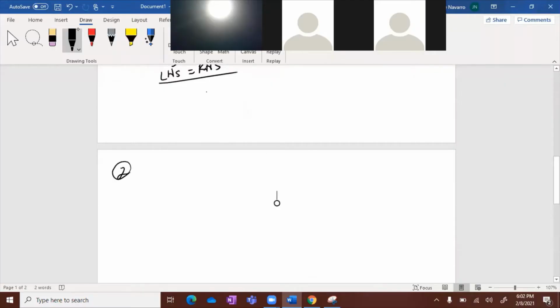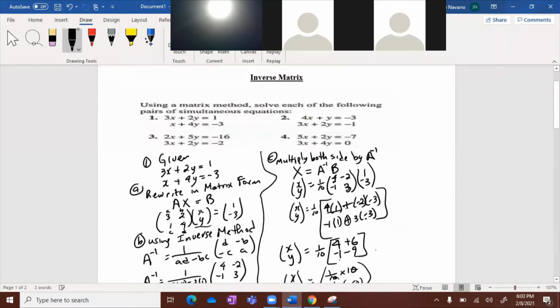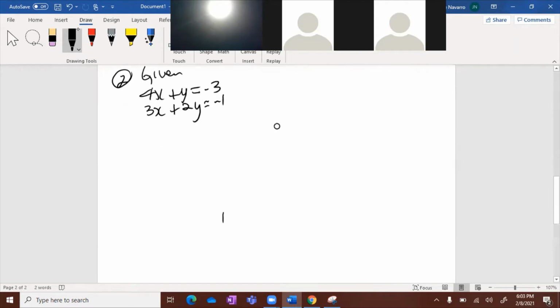So number 2, given 4x plus y equals -3, and then the next one was 3x plus 2y equals -1. So that's the next one. Again, we'll rewrite in matrix form. And we know the matrix form is AX equals B.